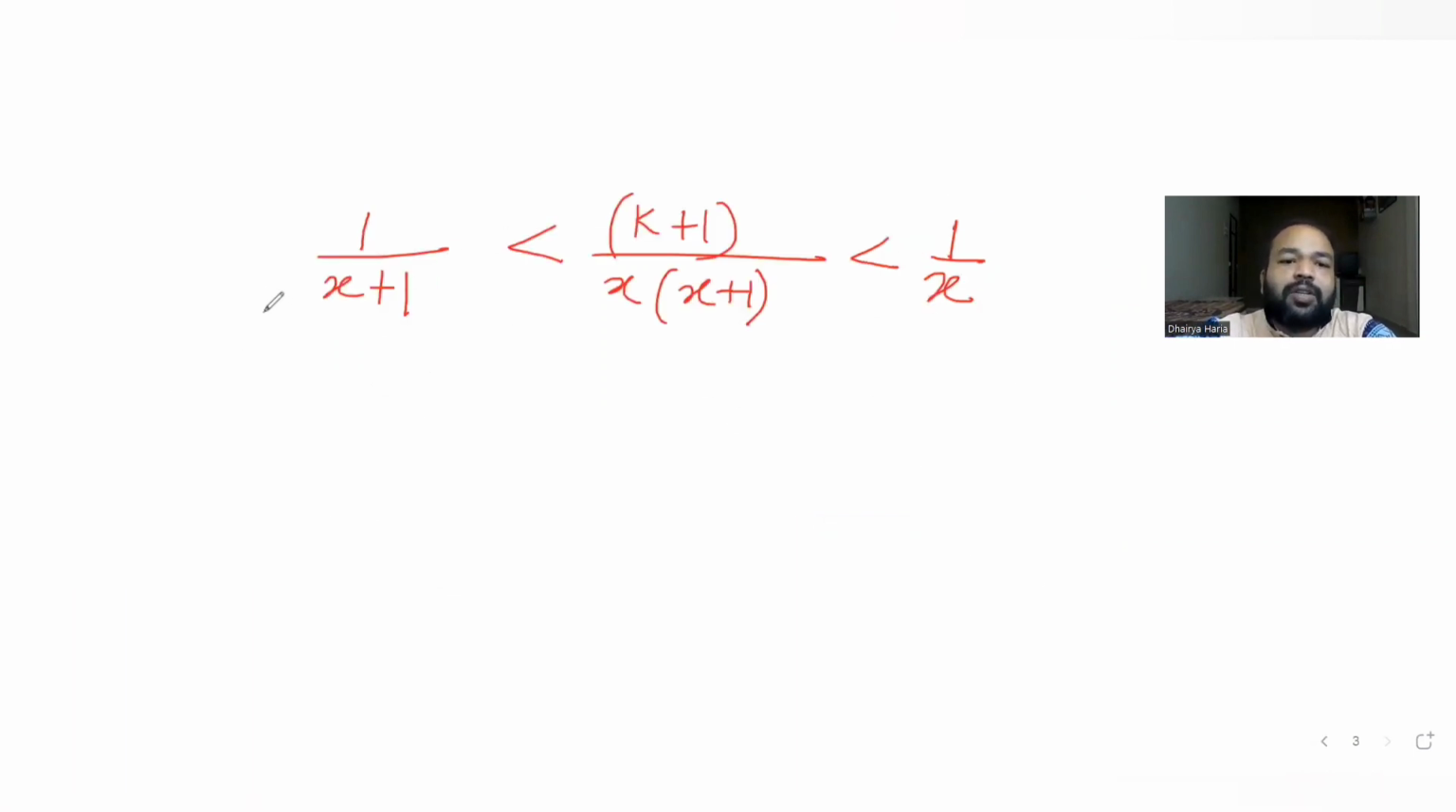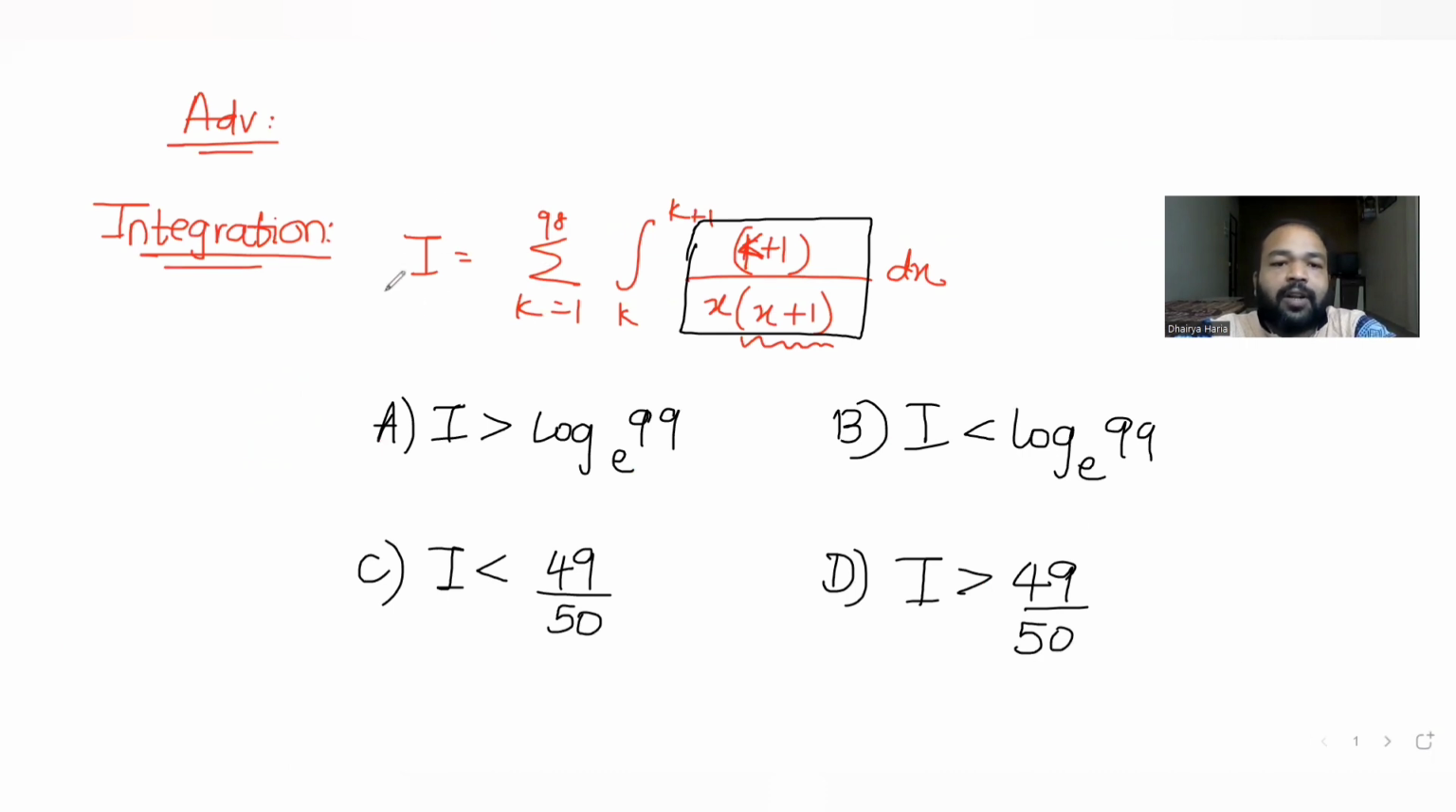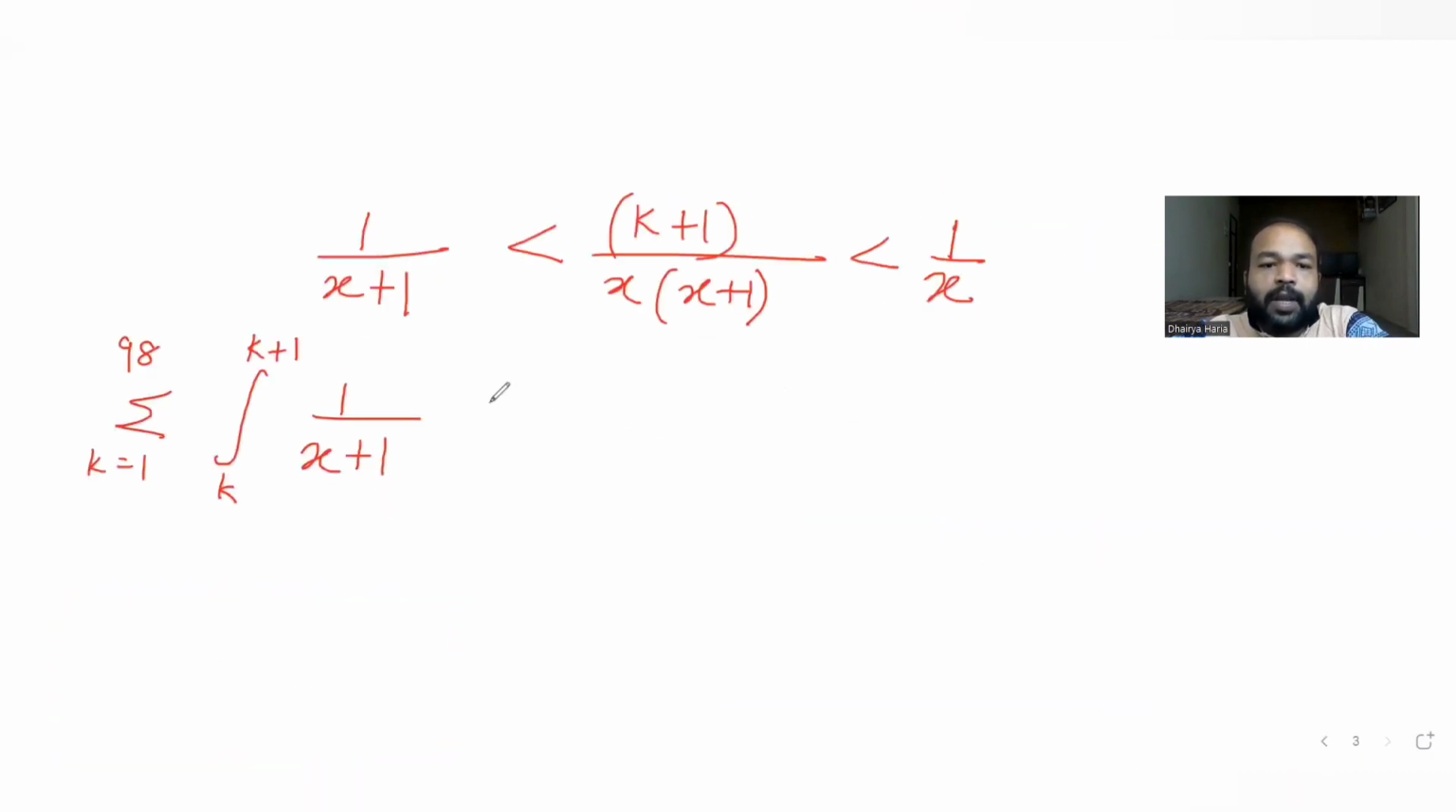Now if I just take the limits that we have in the integral, so I take the integral on both sides. Integral of k to k plus 1, 1 upon x plus 1 with the summation k equal to 1 to 98. Because if I want to change my value of the middle term as complete expression of integral I, it is with summation of k equal to 1 to 98 taken with the integral of limits k to k plus 1. So I am taking summation k equal to 1 to 98 and the limits of integral k to k plus 1.